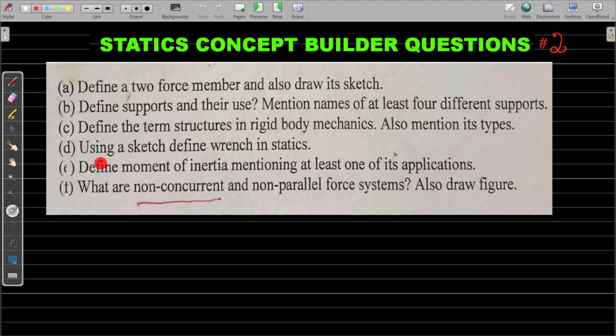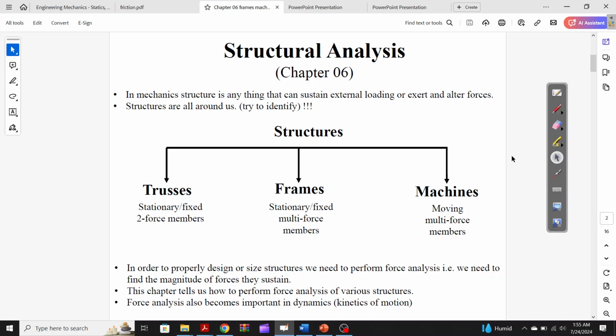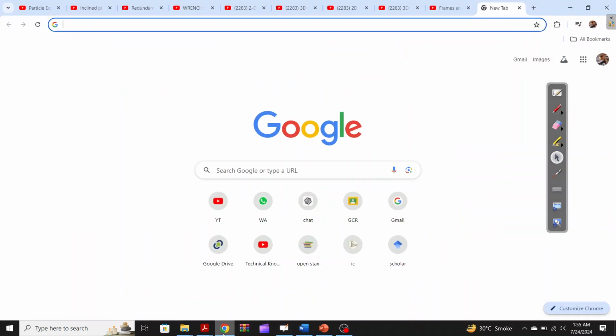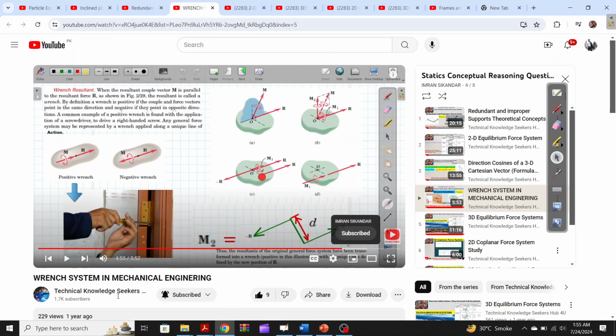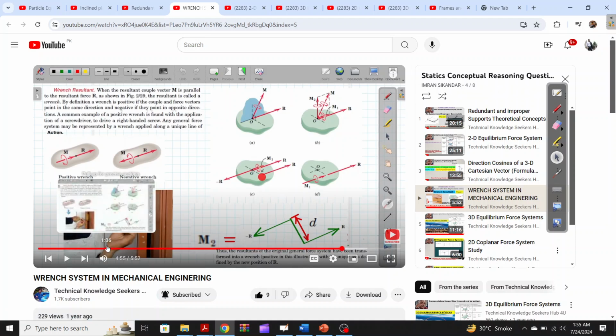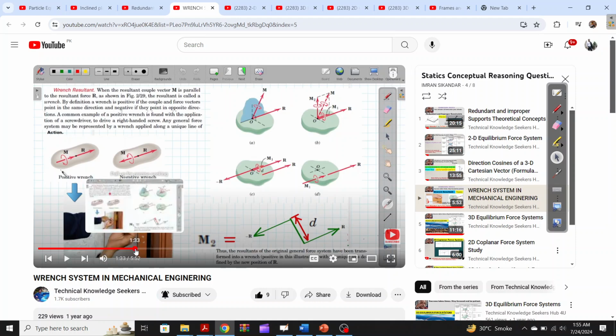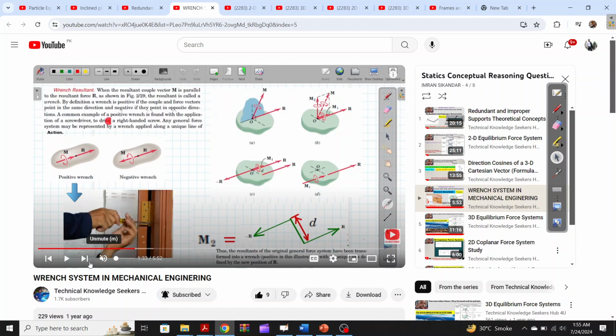What about the question: using a sketch, define wrench in statics? Okay, very important question. If you look, this is one of my videos that I have made, on a wrench system in mechanical engineering. This video has been placed in the playlist for statics conceptual reasoning questions, and you can watch this 5 or 6 minute video. It can help you understand the concept of wrench in statics.